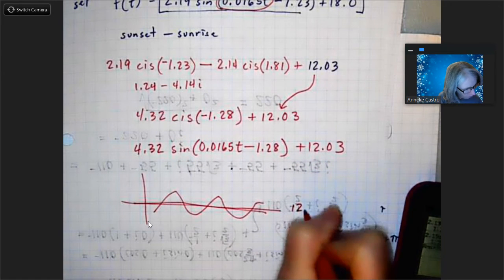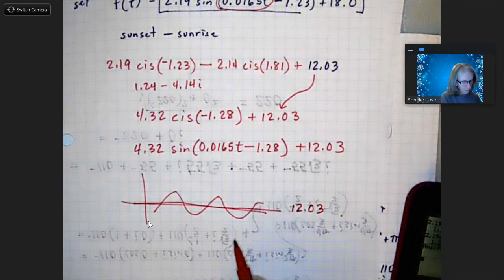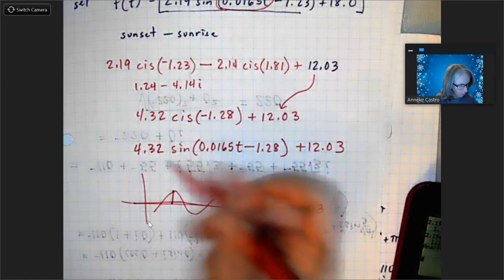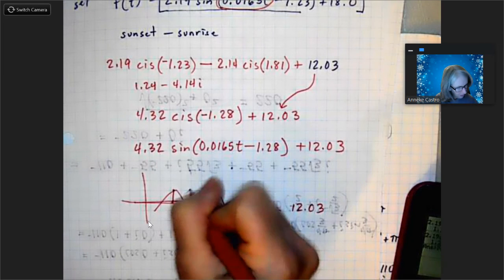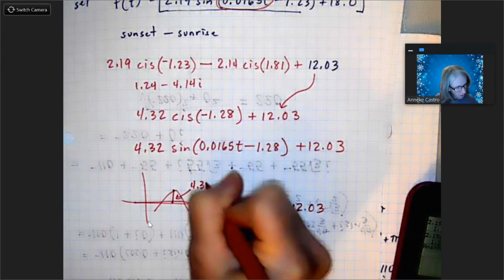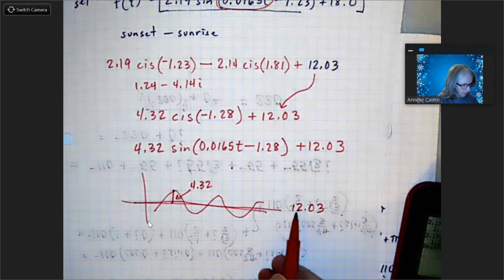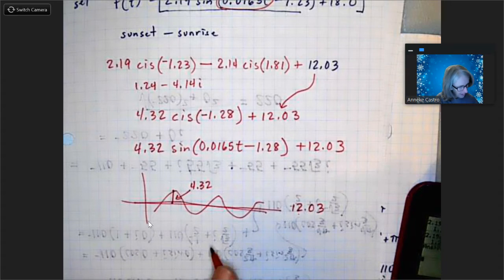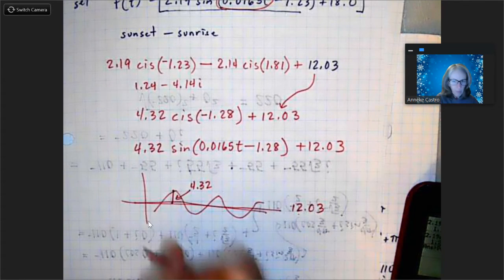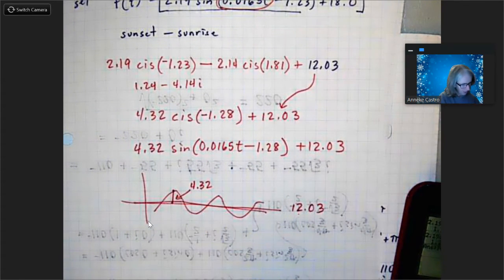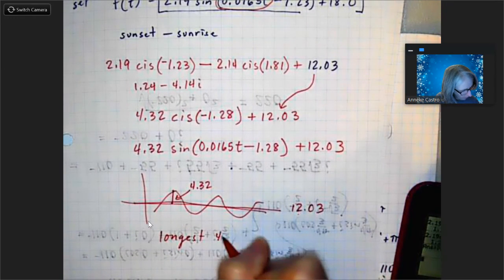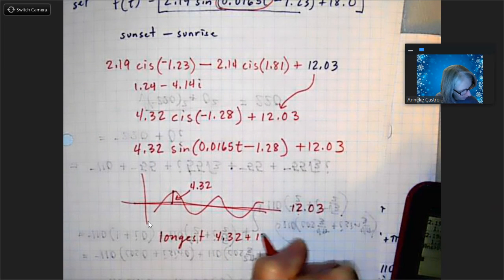This is going to be my 12.03, and my amplitude is going to take it up this amount, 4.32. So the maximum daylight that I'm going to have is going to be 12.03, my principal axis, plus my amplitude. So the longest day is going to be these two added together. Sorry, my paper's showing through here. So my longest day is going to be 4.32 plus 12.03.